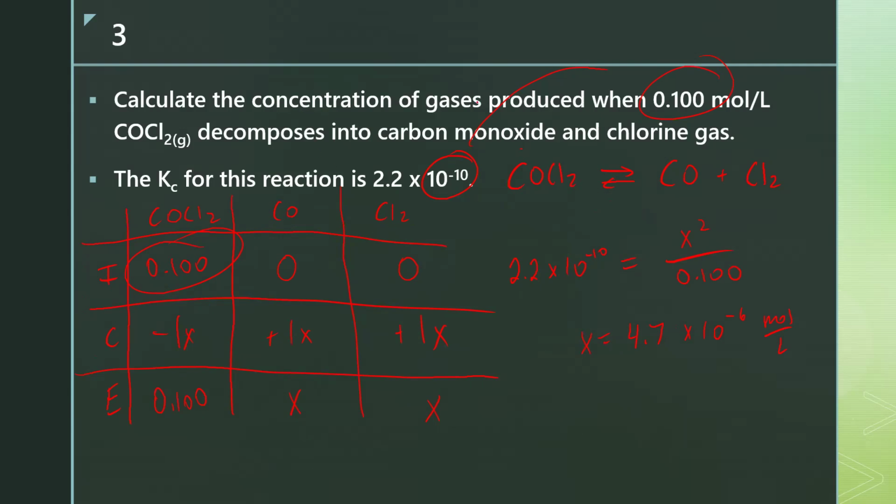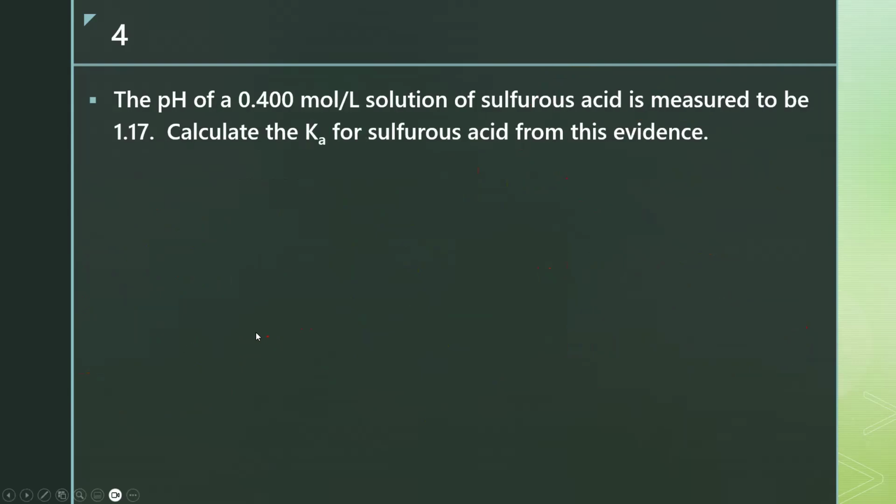That's actually what the question was asking. It was looking for the concentration of gases produced. Those are both gases, CO and Cl2. That's the concentration of those gases being produced. So honestly, a little bit of a shorter question than the last one, but the trick was we had to look at that very small Kc value and understand we had to use the approximation rule that said we could just keep the final concentration the same as the initial one. Anyway, hopefully I explained that well. Let's move on to question 4.